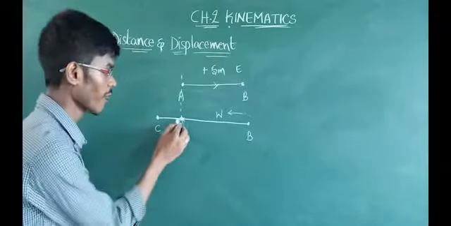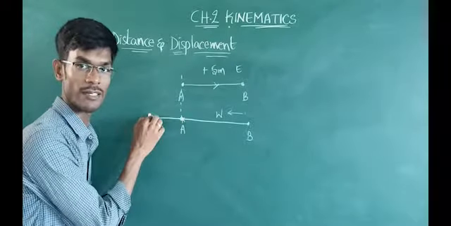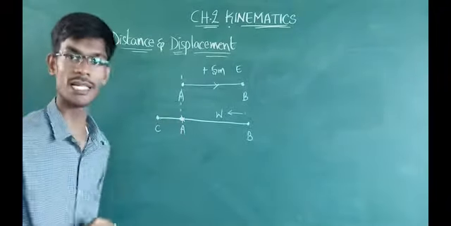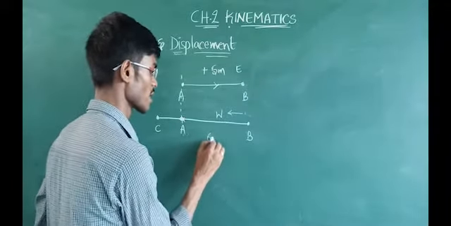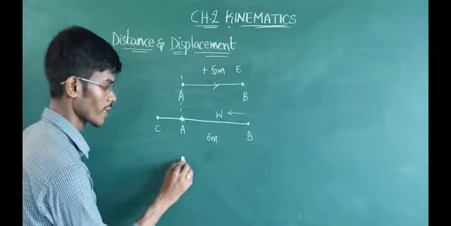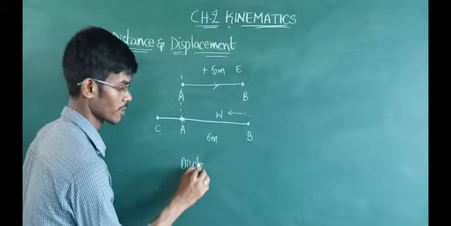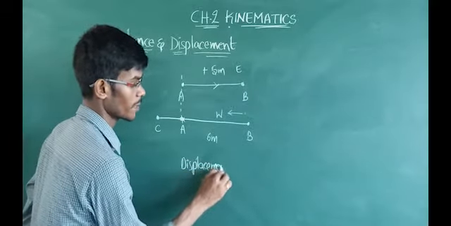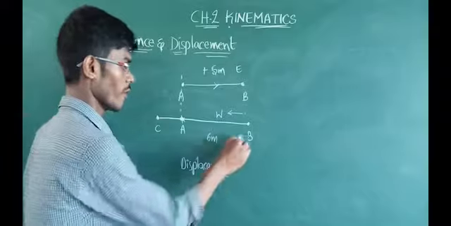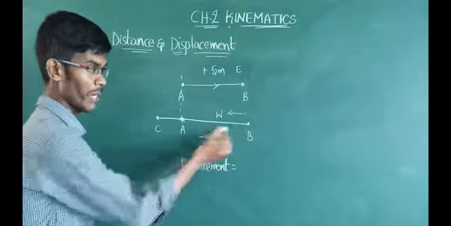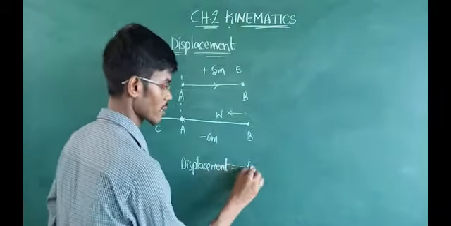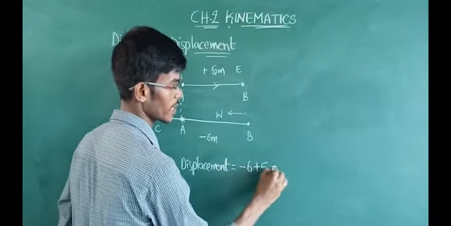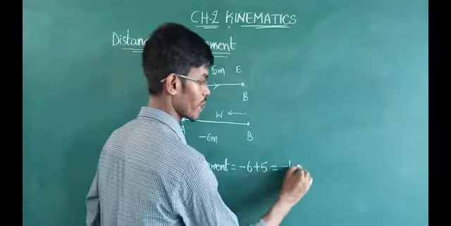But after that, how much distance is it moving? Some 1 meter distance it is moving. Then what will happen? See here, this is 6 meters. Then displacement is equal to how much? This is B to C, which is the negative direction. So minus 6 plus 5, that is equal to minus 1 meter.